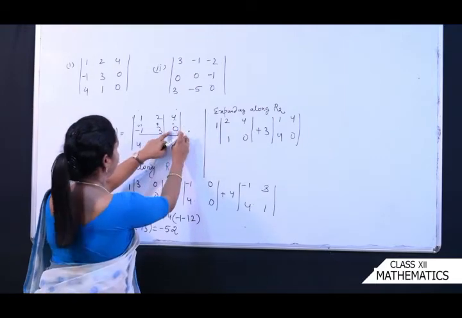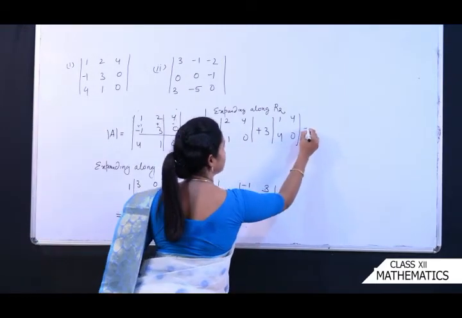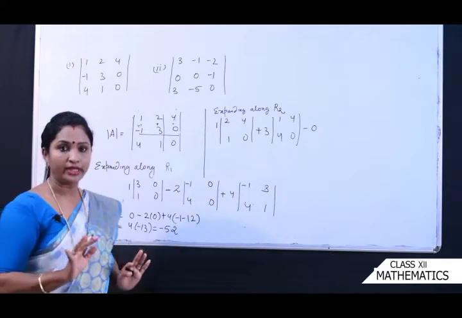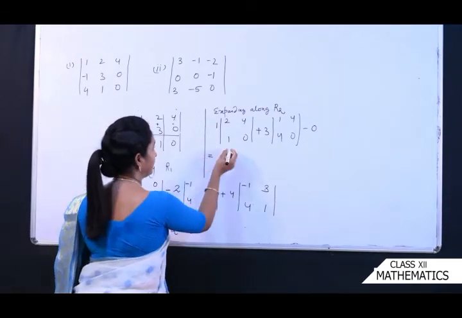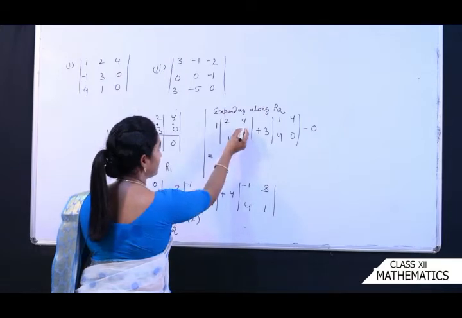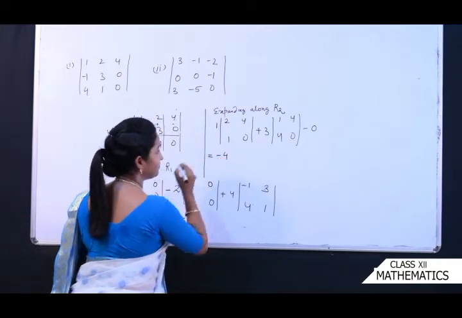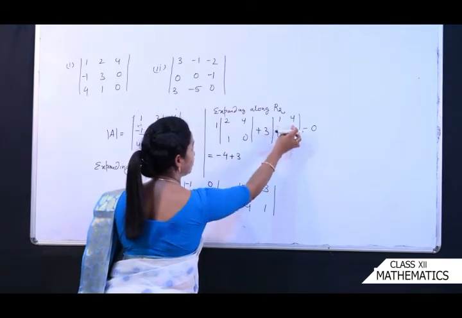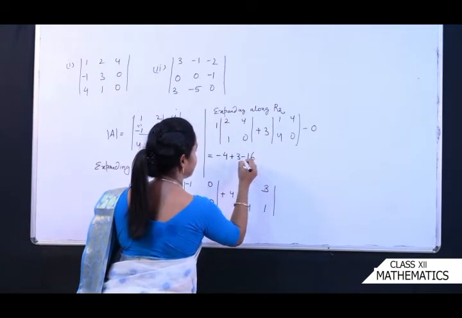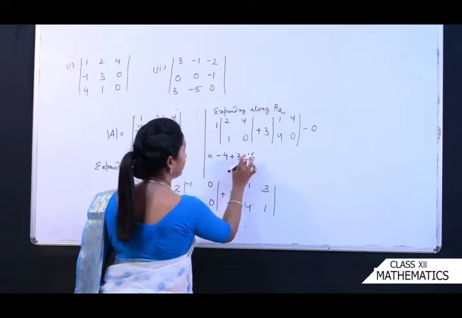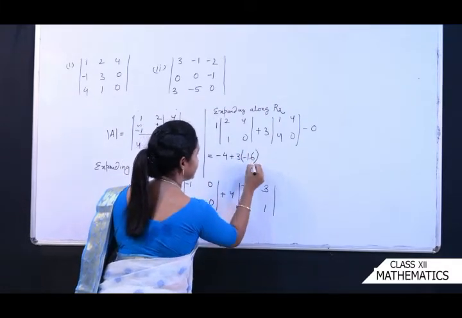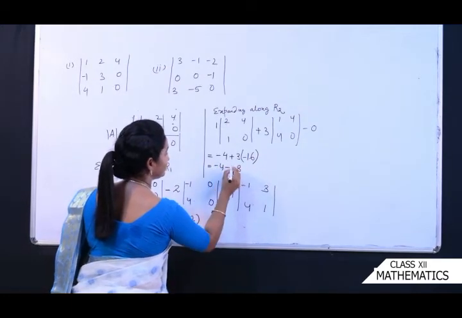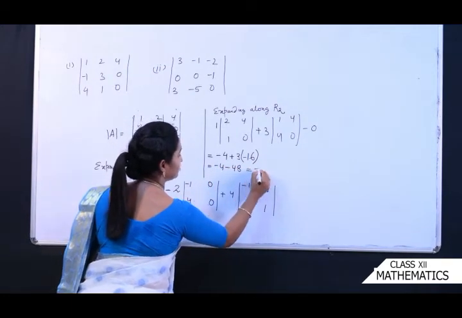Now when you talk about the third one, it is already 0, so when 0 is multiplied with any number, it will be again 0, so no need of showing it there. Now what you'll get finally: 2 into 0 0 -4, so you get -4 here. Here you get +3 into 1 into 0 0 -16. So 3 into -16 gives -48, and -4 -48 is equal to -52.